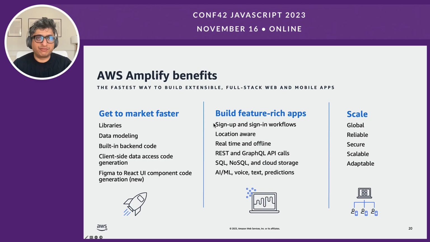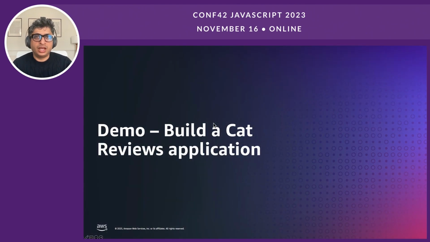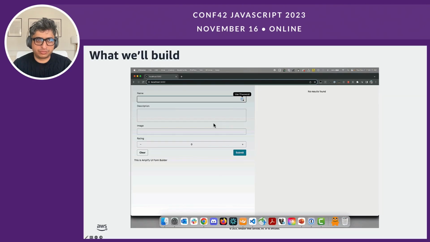Now, what are the benefits of AWS Amplify with all of these features? You can get to market faster, you can build feature-rich applications, and the best part about it is you can scale. It's global, it's reliable, and it's secure. Now, in order to showcase the endless possibilities, we'll go ahead and build an end-to-end cat reviews application. Imagine if you had to work on a cool app that could take images of cats and review them, and you can customize it to a greater extent, but we'll see how you can get started with AWS Amplify.